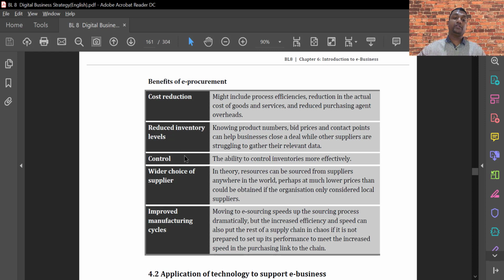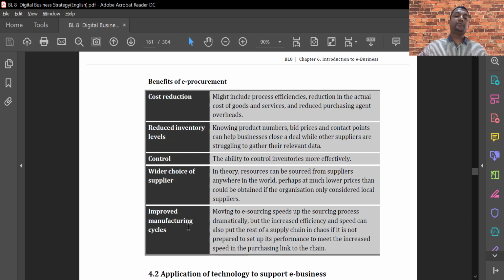So this will help reduce inventory, and because of this online system, all the aspects are clearly traceable, and this can be controlled very easily, because everything is online. And wider choice of suppliers, because when these e-procurement systems are available, many suppliers can approach the buyer, or meet with the buyer, and that will also help to have lower prices, because there are many suppliers to select from.